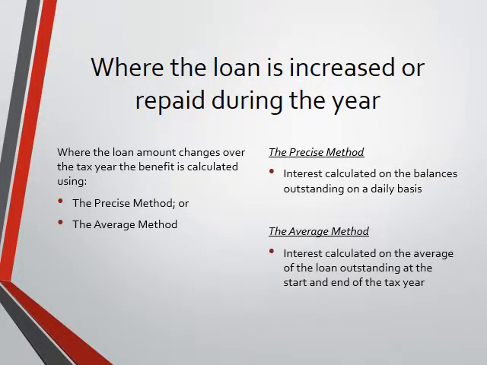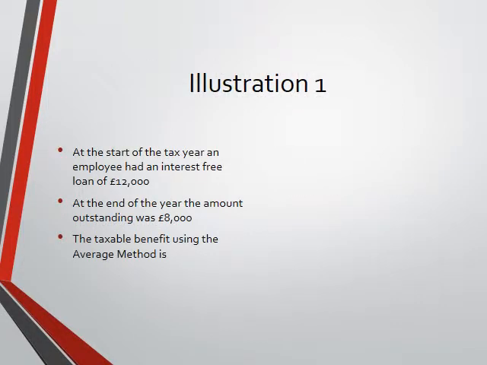So what you would do is take an average of the loan that was outstanding at the start of the tax year and at the end of the tax year, and then you apply the official rate of interest to the average. So let's have a look at a couple of illustrations.